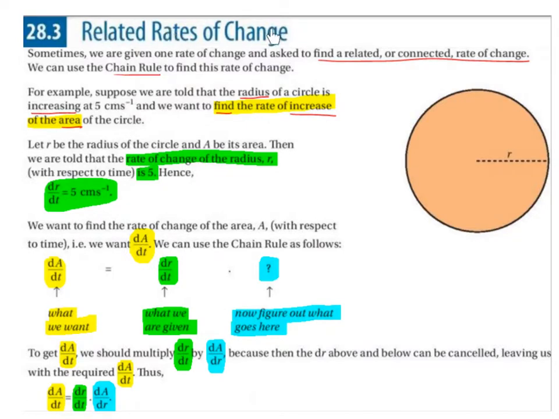Related rates of change. Sometimes we are given one rate of change and asked to find a related or connected rate of change. We can use the chain rule to find this rate of change. For example, suppose we are told that the radius of a circle is increasing at 5 centimeters per second, and we want to find the rate of increase of the area of a circle.